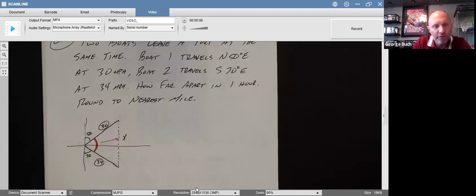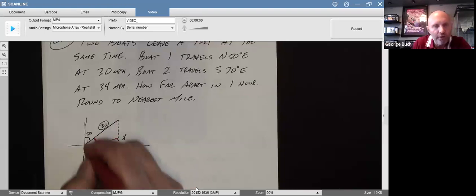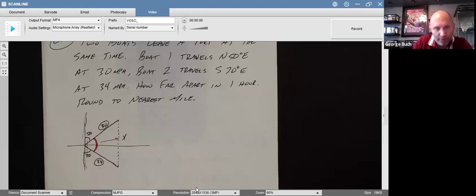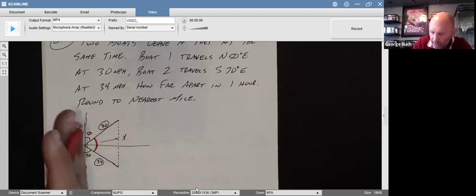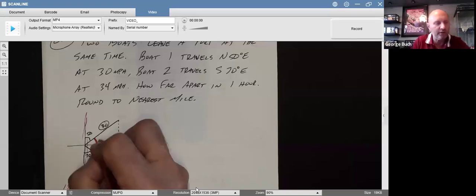So how can I figure this out? Well, I have two ways. A straight line is 180 degrees. So that y-axis forms 180 degrees. So I could do 180 minus this 50 minus this 70 is 60. So it's like, okay, this big angle is 60 degrees.